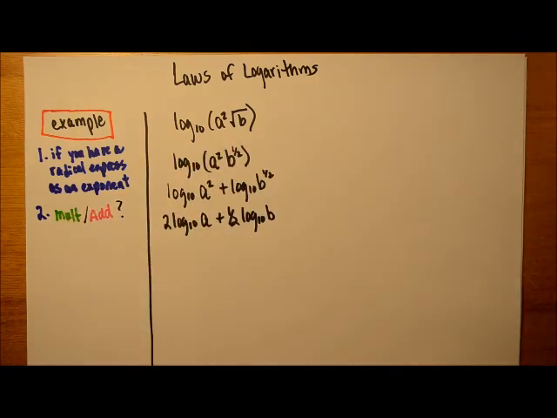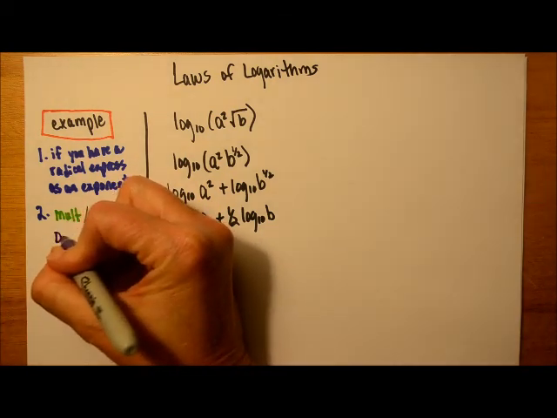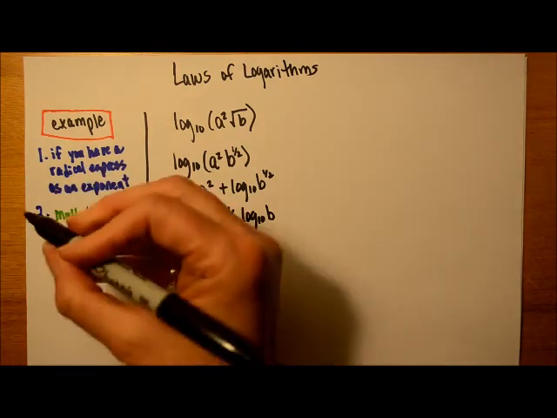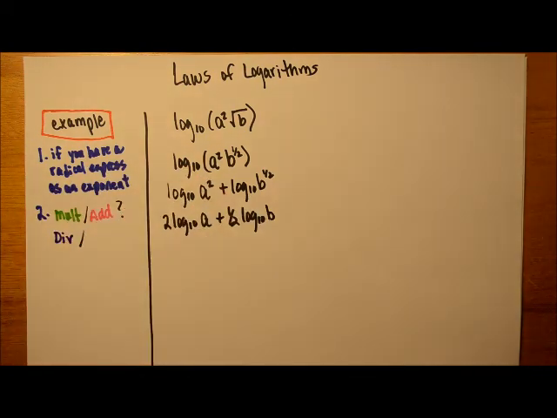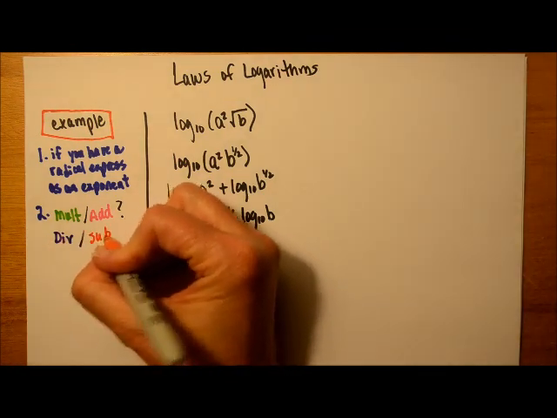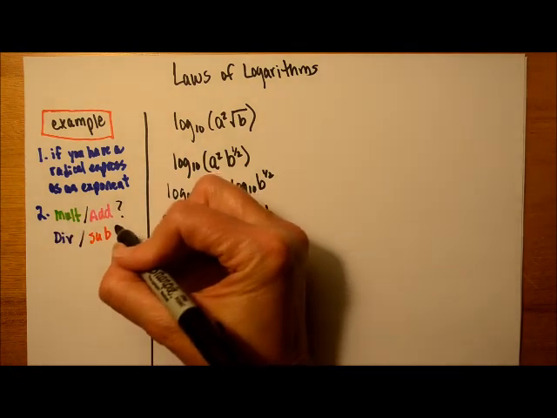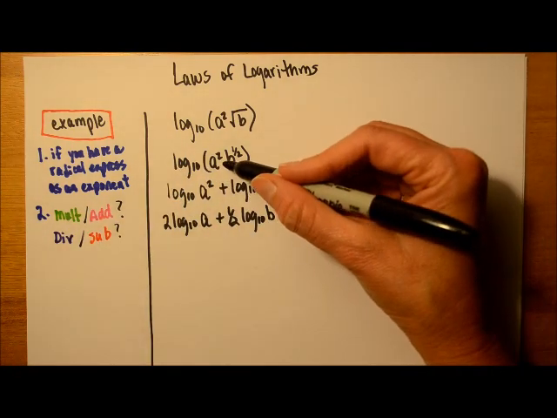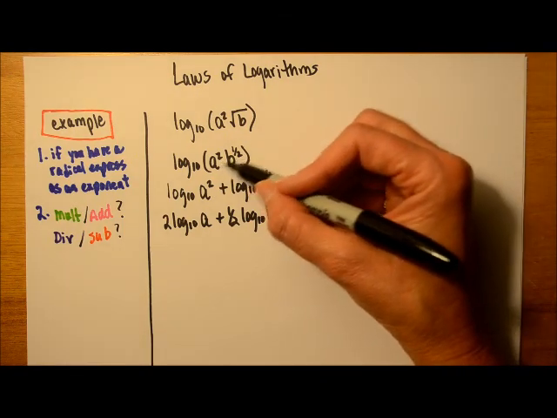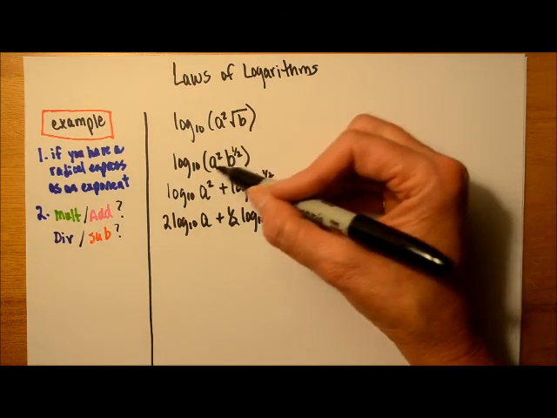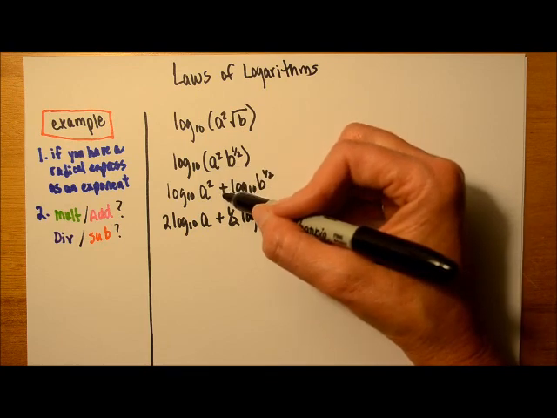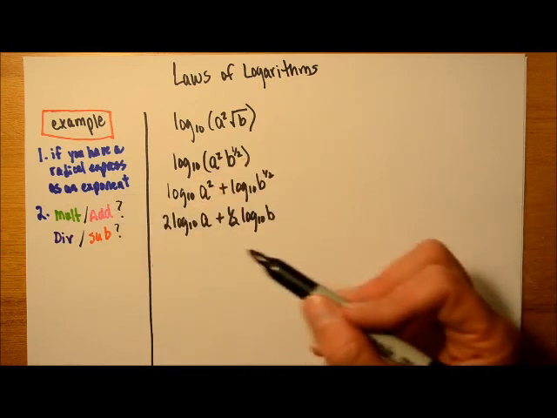So I'm just asking myself some questions. Or is it division, subtraction? What do you think? Looking at this one, well, what I had was multiplication, because these are being multiplied together, so I know that I went to addition. Multiplication to addition. Okay? So it was this one.